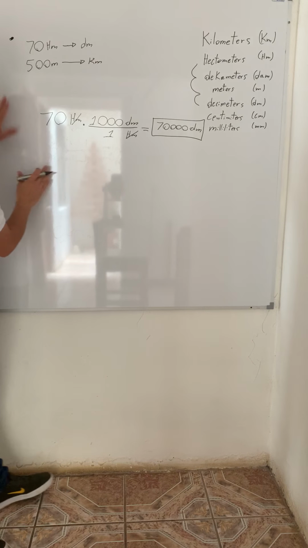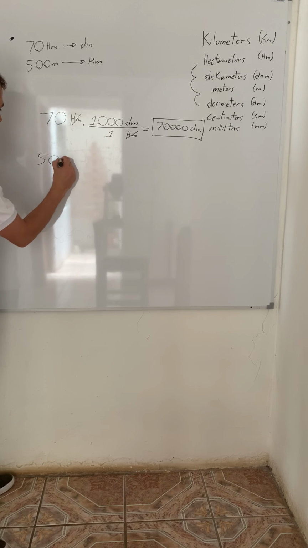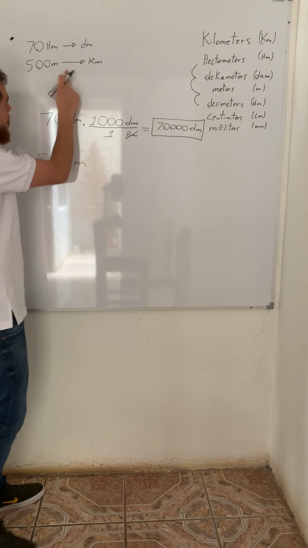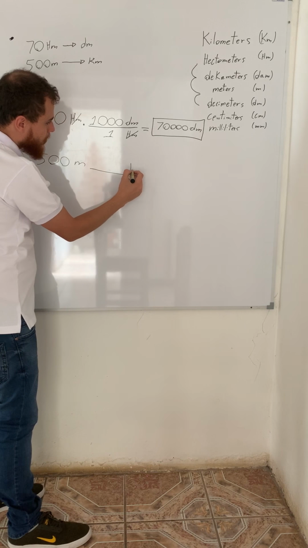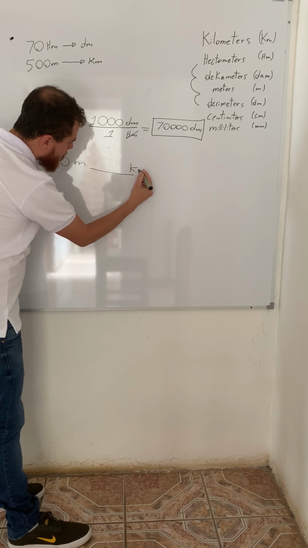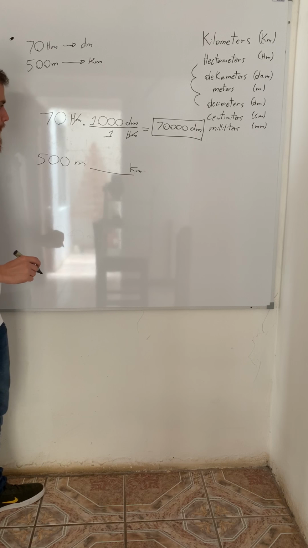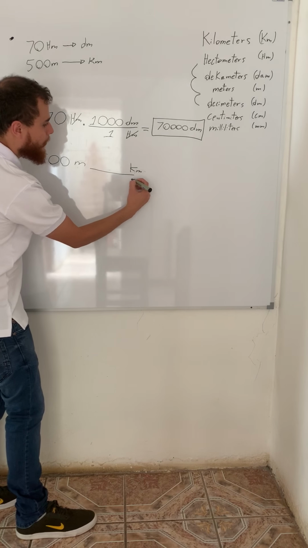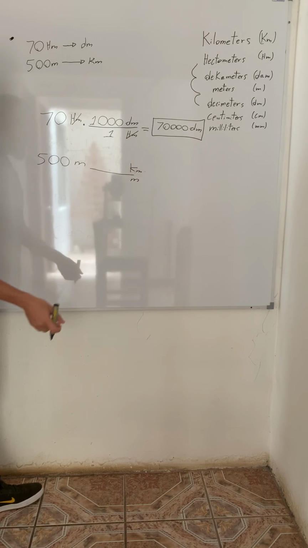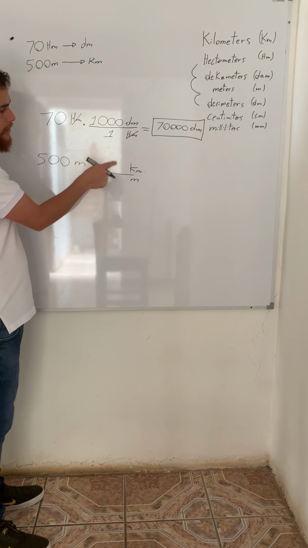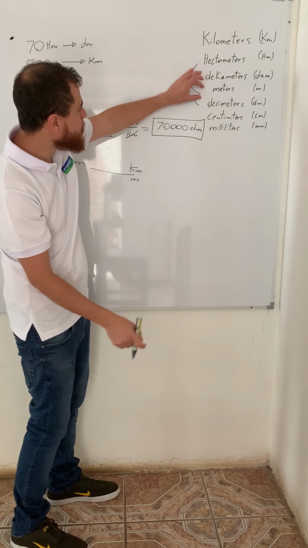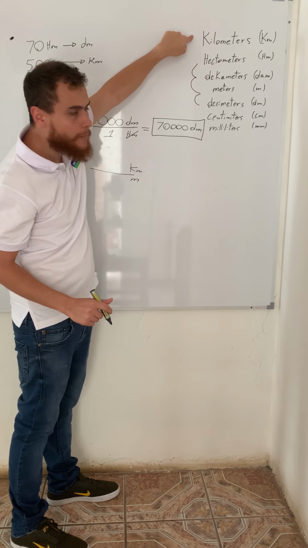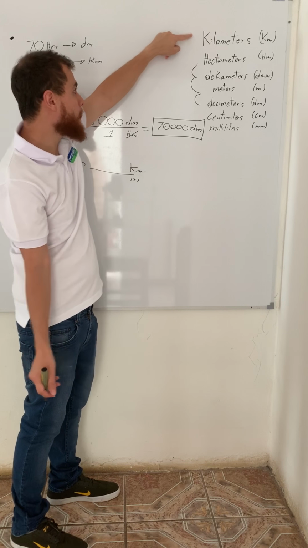Let's go ahead and do the next one. So 500 meters to kilometers. I'm going to do the same thing. The unit that I have, I'm going to put it on the bottom to later on get rid of it. Now I'm going to take a look at who is the bigger one. So I have meters and kilometers. I'm going to compare who is to the top, who's to the bottom. I know kilometers is on the top, so that is the bigger one. I'm going to place a 1.